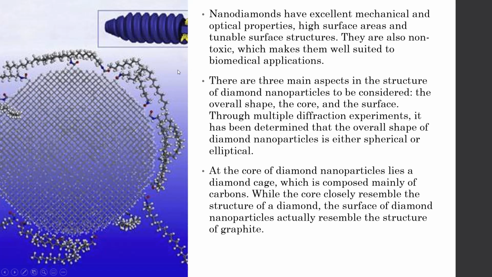There are three main aspects in the structure of diamond nanoparticles to be considered: the overall shape, the core, and the surface area. Through multiple diffraction experiments, it's been determined that the overall shape of diamond nanoparticles is either spherical or elliptical. At the core of diamond nanoparticles lies a diamond cage, here we see, which is composed mainly of carbons. While the core closely resembles the structure of a diamond, the surface of diamond nanoparticles actually resembles the structure of graphite, which we have seen earlier.